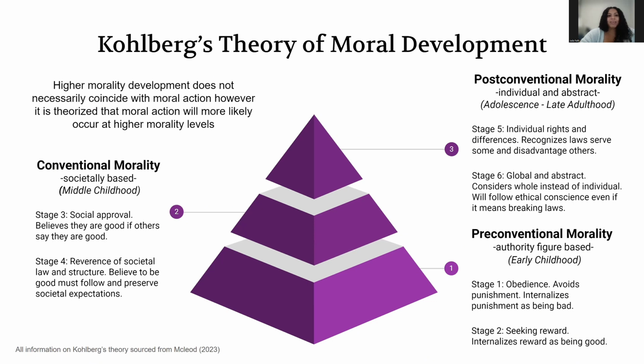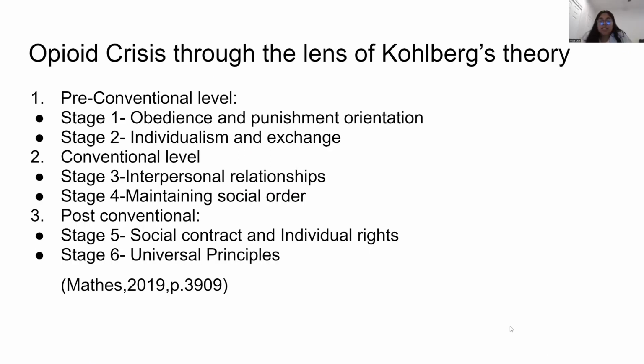Higher morality development does not necessarily coincide with moral action. However, it is theorized that moral action will more likely occur at higher morality levels. All right, since there's been more background on the 6 stages of Kohlberg's theory, we will be seeing the opioid crisis through the lens of Kohlberg's theory.